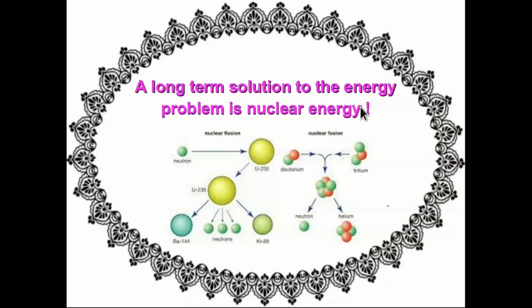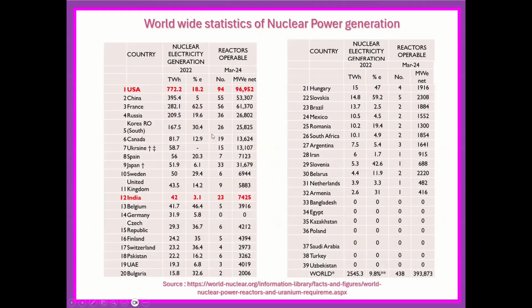Well, nuclear energy comes mainly from two reactions, which are called nuclear fission and nuclear fusion, and we will discuss these in the following slides. Now here in this particular table is given worldwide statistics of nuclear power generation country-wise. So here we have nuclear electricity generation as of 2022 and the operable reactors as of March 2024. As you can see, the USA ranks first with a total of 772 terawatt hours of electric energy generation, and the maximum number of reactors operable in the country.